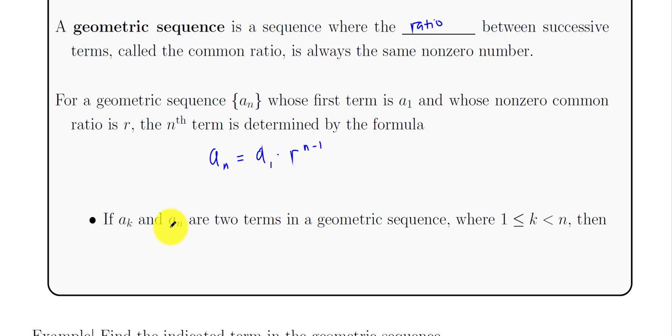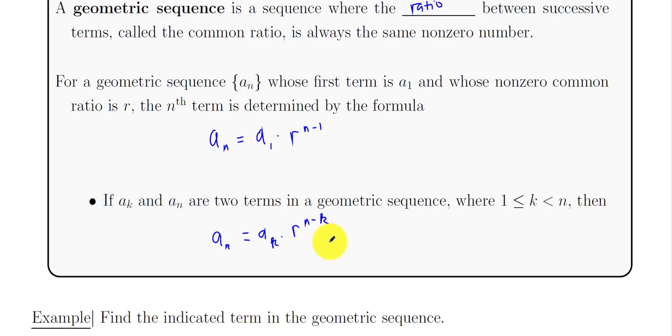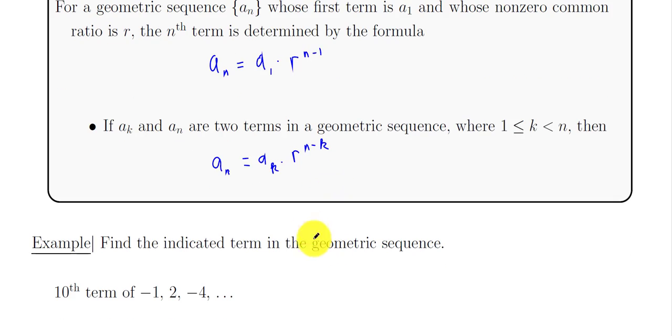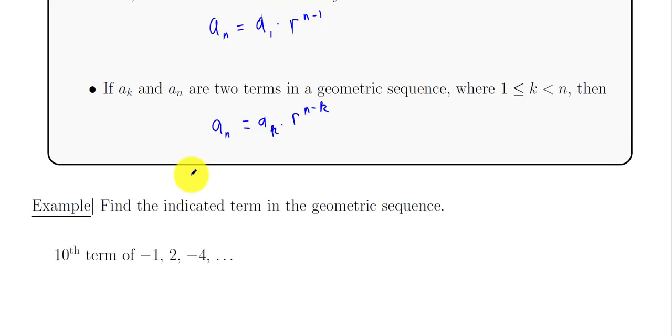Sometimes we are given just two terms in a geometric sequence, a_k and a_n. We can also find the nth term a_n by the formula a_n = a_k times r to the n minus k. Let's go over a few examples and hopefully it will make more sense.